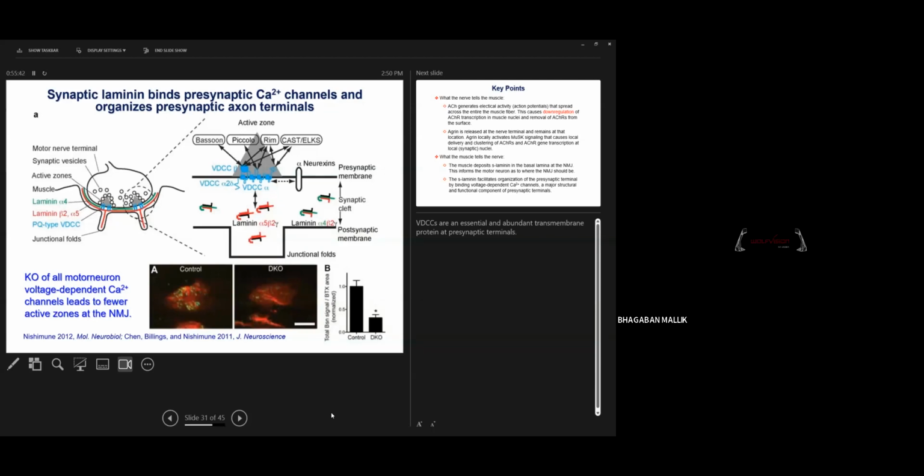Also, the voltage-gated calcium channel is present close to this active zone, which is required for the vesicle fusion, because when you stimulate the nerve, you have influx of calcium, and this calcium influxes through this voltage-gated calcium channel. This voltage-gated calcium channel is recruited, or organized, by this laminin that I talked about, present in the muscle. This laminin, alpha 5, beta 2, gamma 1, present in the neuromuscular junction, the S-laminin, is shown here.